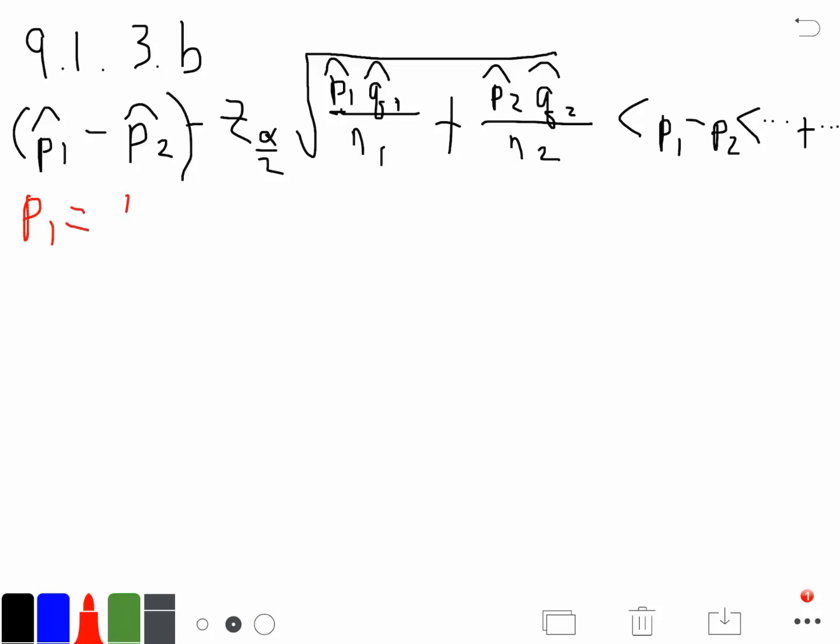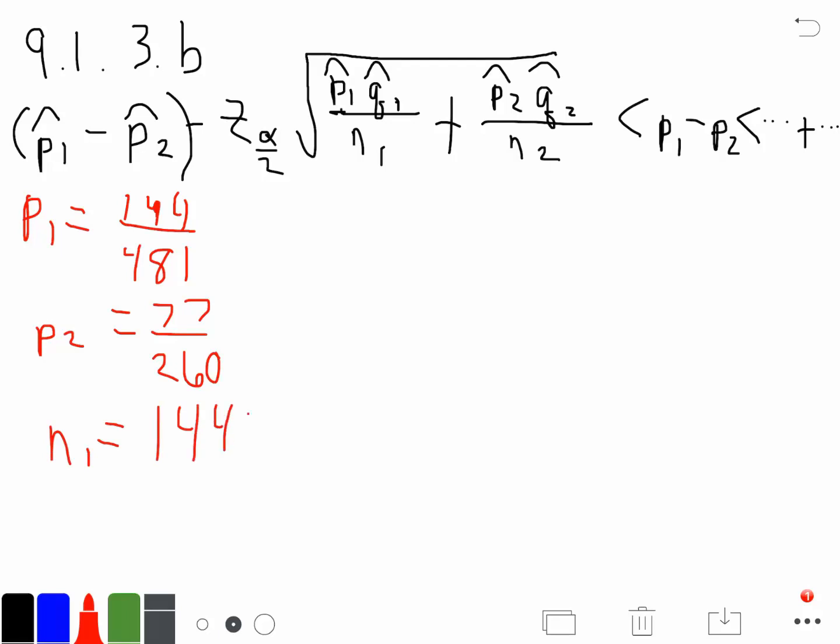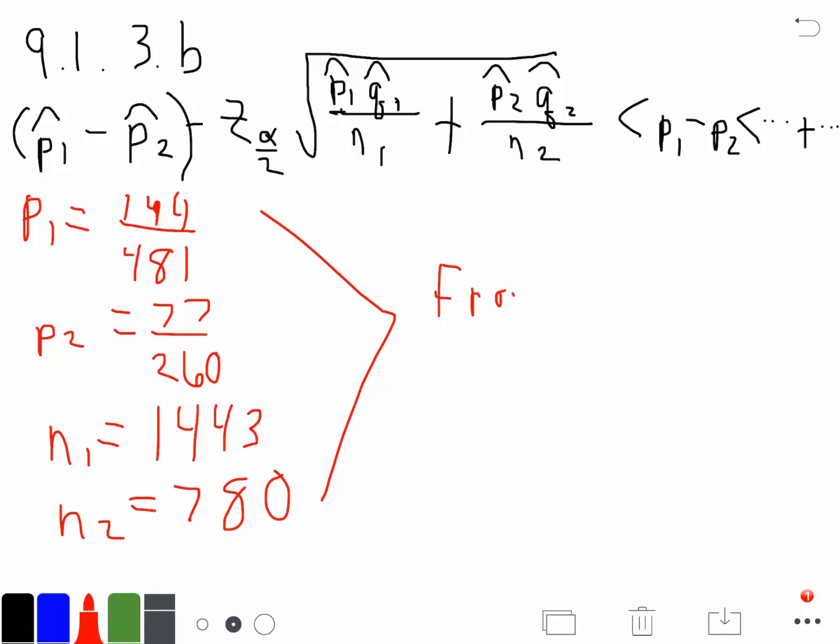Now, we know a lot of these values from last time. We know P sub 1 hat equals 144 over 481. Looks like I forgot my hat there, gonna go back and put that in. We know P sub 2 hat is equal to 77 over 260. And we know N sub 1 is equal to 1443 and N sub 2 is 780. These are all from part A, from that last video we have on here.